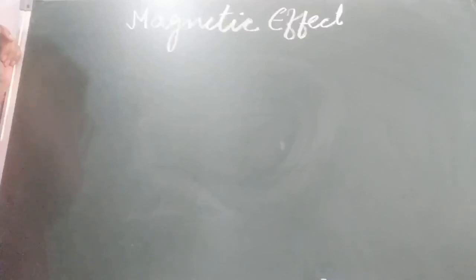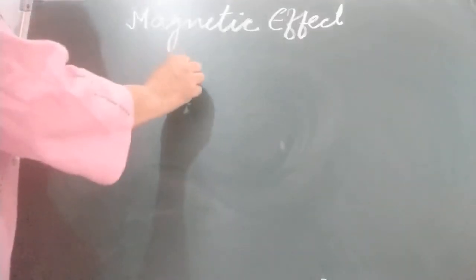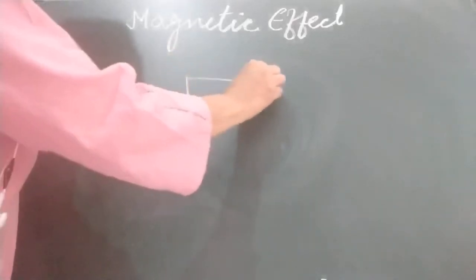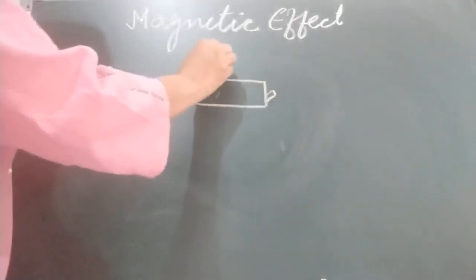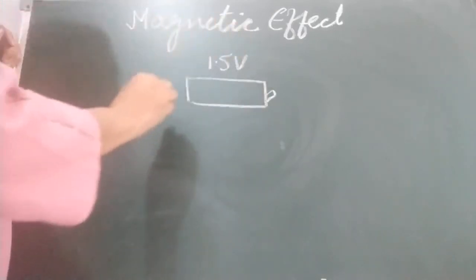Here we are going to prove this with the help of an activity. So what is this activity? To see the magnetic effect of current passing through a wire. Here we will take one cell of 1.5 volt. You can do this activity at home.